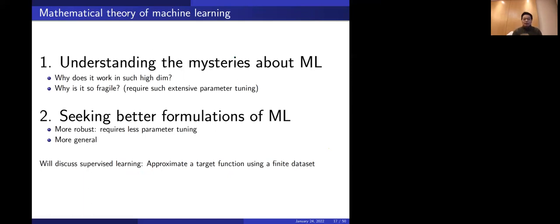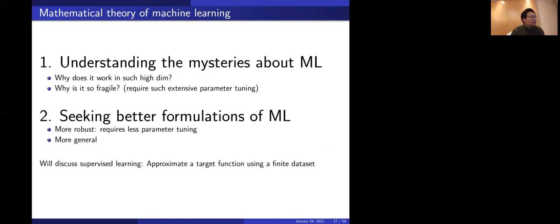Okay, let me now turn to the main theme of this talk, namely to try to understand the mathematics or principles behind deep learning. There are two kinds of questions. One is to understand the mysteries about deep learning. Two particularly important questions: one is, why does it work in such high dimension? And second is, why is it so fragile?